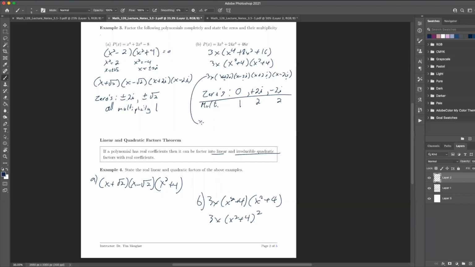In fact, we can also write this as x plus 2i squared times x minus 2i squared. And this is actually quite a popular way, instead of writing them out one at a time, just to write it this way. And that way the multiplicity of each zero is whatever the exponent is here. So 2 and 2. So this has multiplicity 2 and 1. Okay.